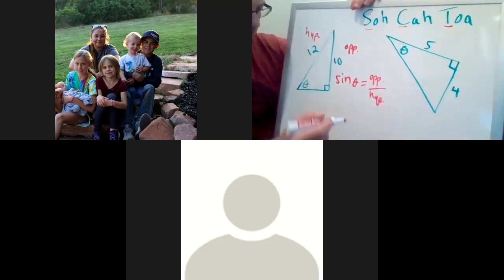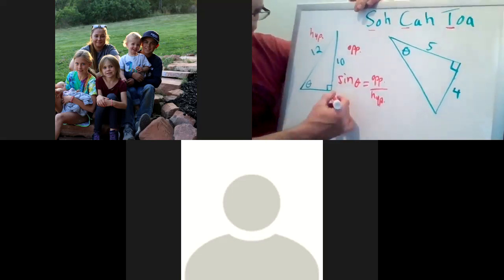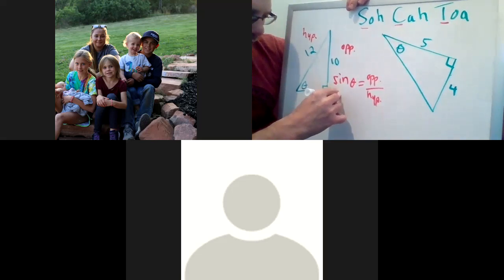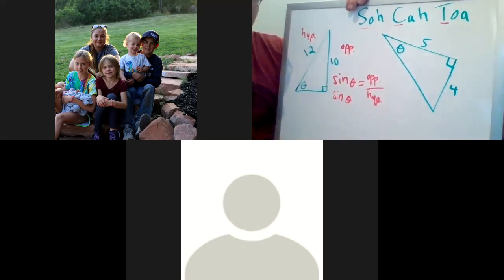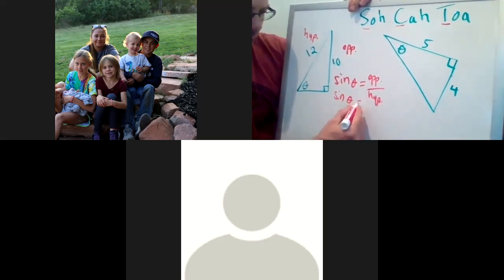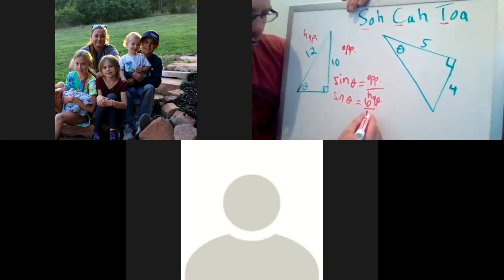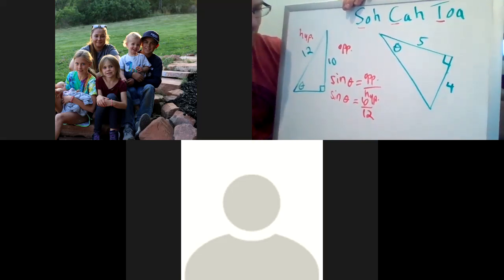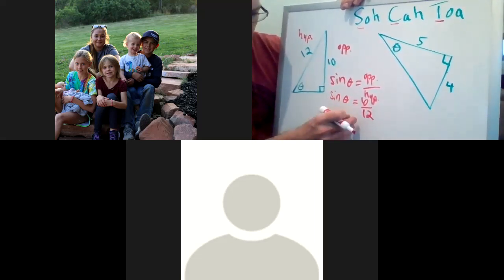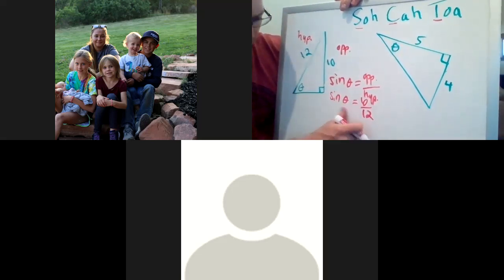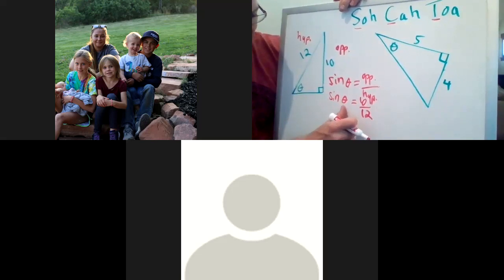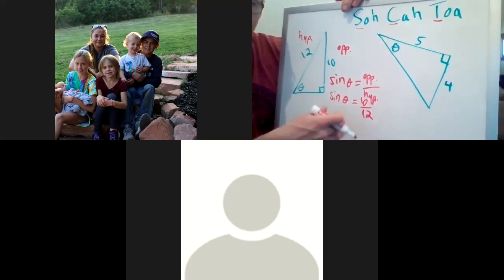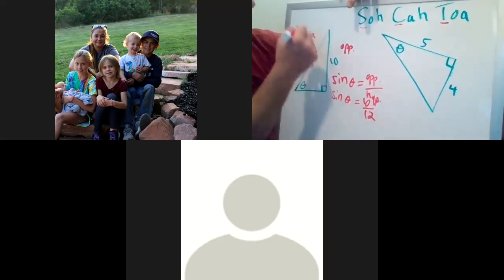And now we're going to plug in everything we know. I don't know what theta is, so this left side is going to remain sine theta. But I do know that the opposite side is 10, and I do know that the hypotenuse is 12. And again, like the other ones, essentially the geometry is over. It's now an algebra problem, but there's this weird step here. To go from sine theta to theta, we use inverse sine.